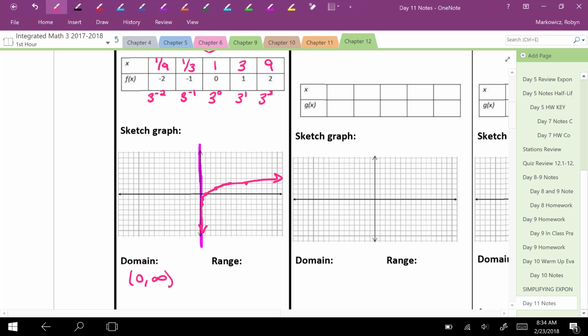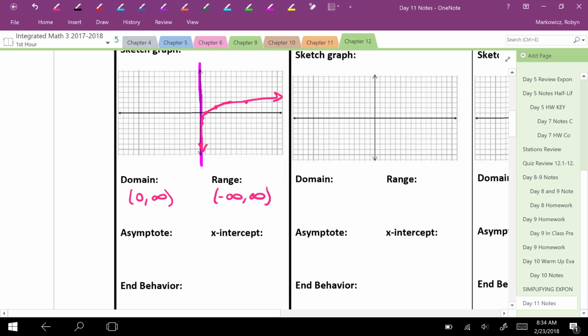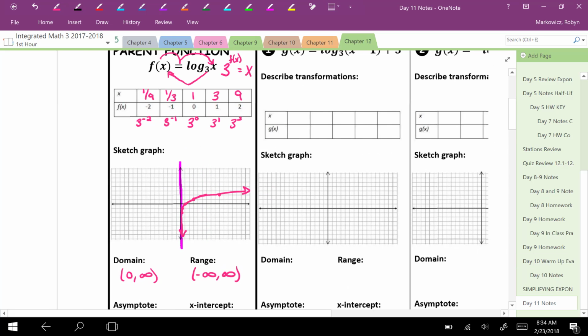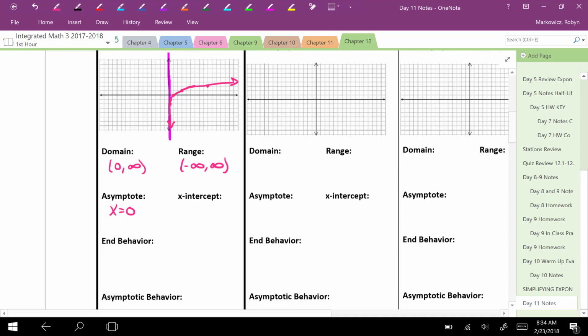What's the range? All real numbers. Negative infinity to infinity. Where's your vertical asymptote? X equals 0. And your x-intercept. If you can't see it on the graph, go back to your table. Your x-intercept would be where y equals 0. What is that point? 1, 0.